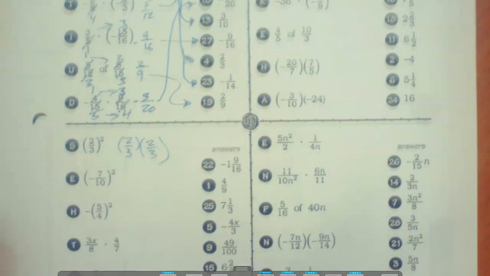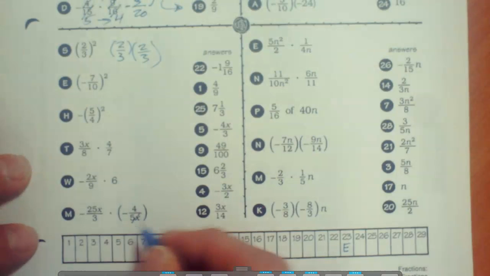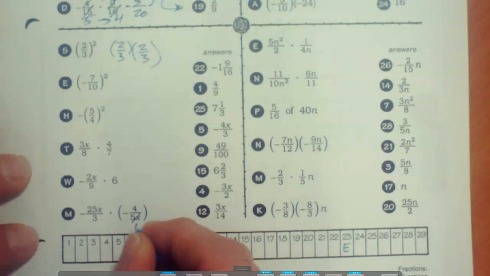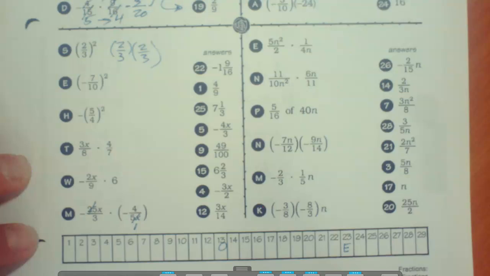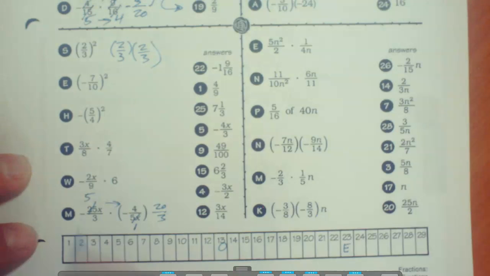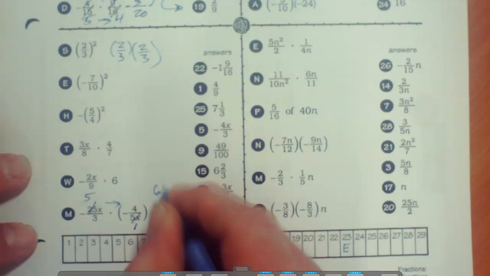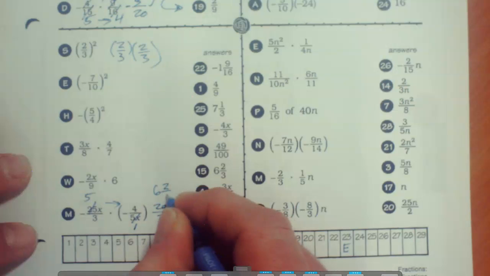Why don't we try looking at M here? We could divide by 5x. 5x divided by 5x goes in there 1 time. This, it's going to go in there 5 times. So now we can multiply across. 5 times 4 is 20. 3 times 1 is 3. It's a negative times a negative, so that's going to be a positive 20/3. And then 20 divided by 3, that's going to go in there 6 and 2/3. We go right up to 6 2/3.